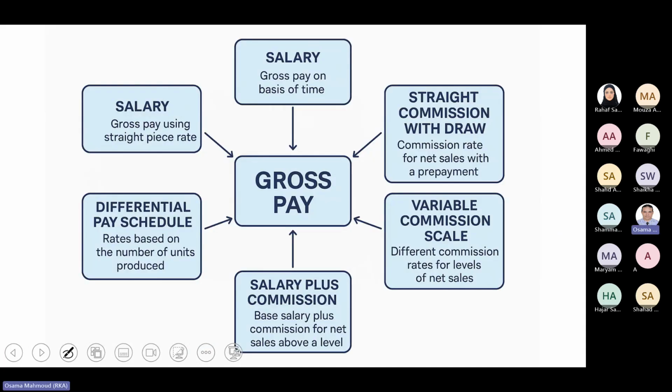And see. This is the part that has no formula in your exam, right? So you have to understand what gross pay means. Gross pay is the total amount you get at the end, right?